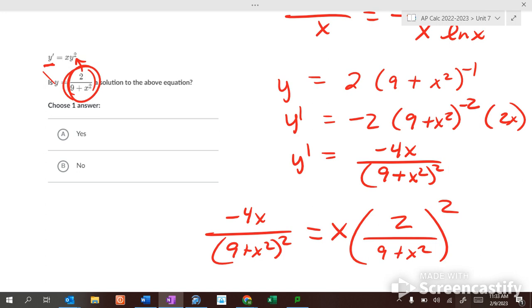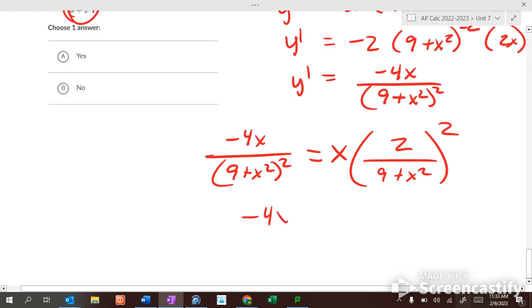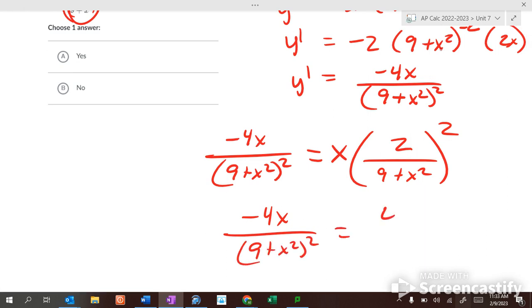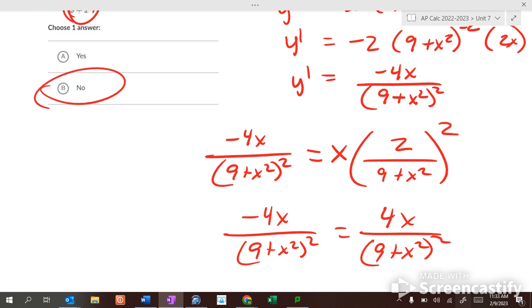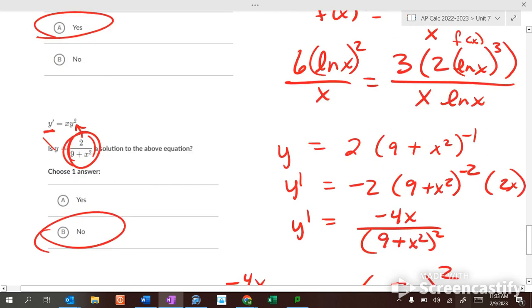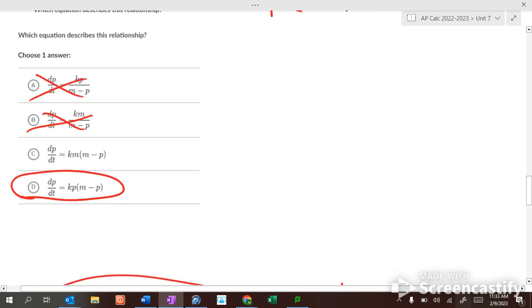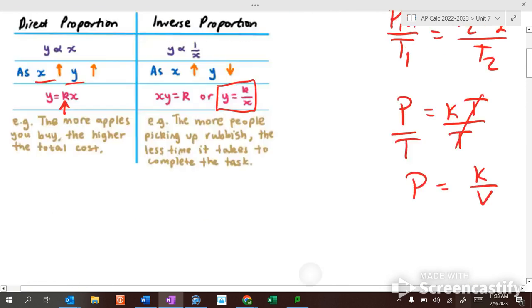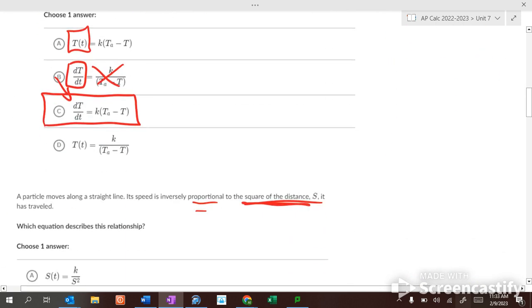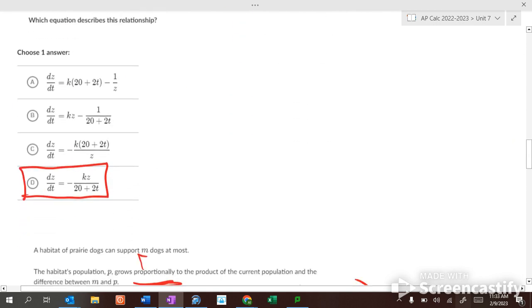So the only issue is that when we do this, we have negative 4x over 9 plus x squared squared. Here we have 4x over 9 plus x squared squared. So it's the difference of the sign. So it's a no. Okay? So that's what we're doing today before lunch: first we're figuring out the proportions in which equation is the correct equation.